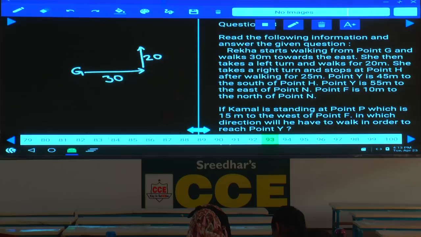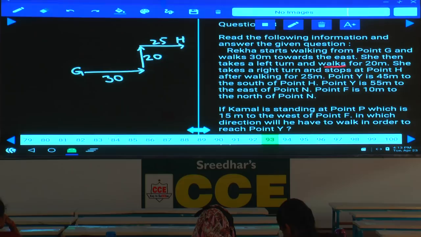She takes a right turn and stops at point H after walking 25 meters. From here she has turned towards her right-hand side and traveled 25 meters, reaching point H. Point Y is 45 meters to the south of H.